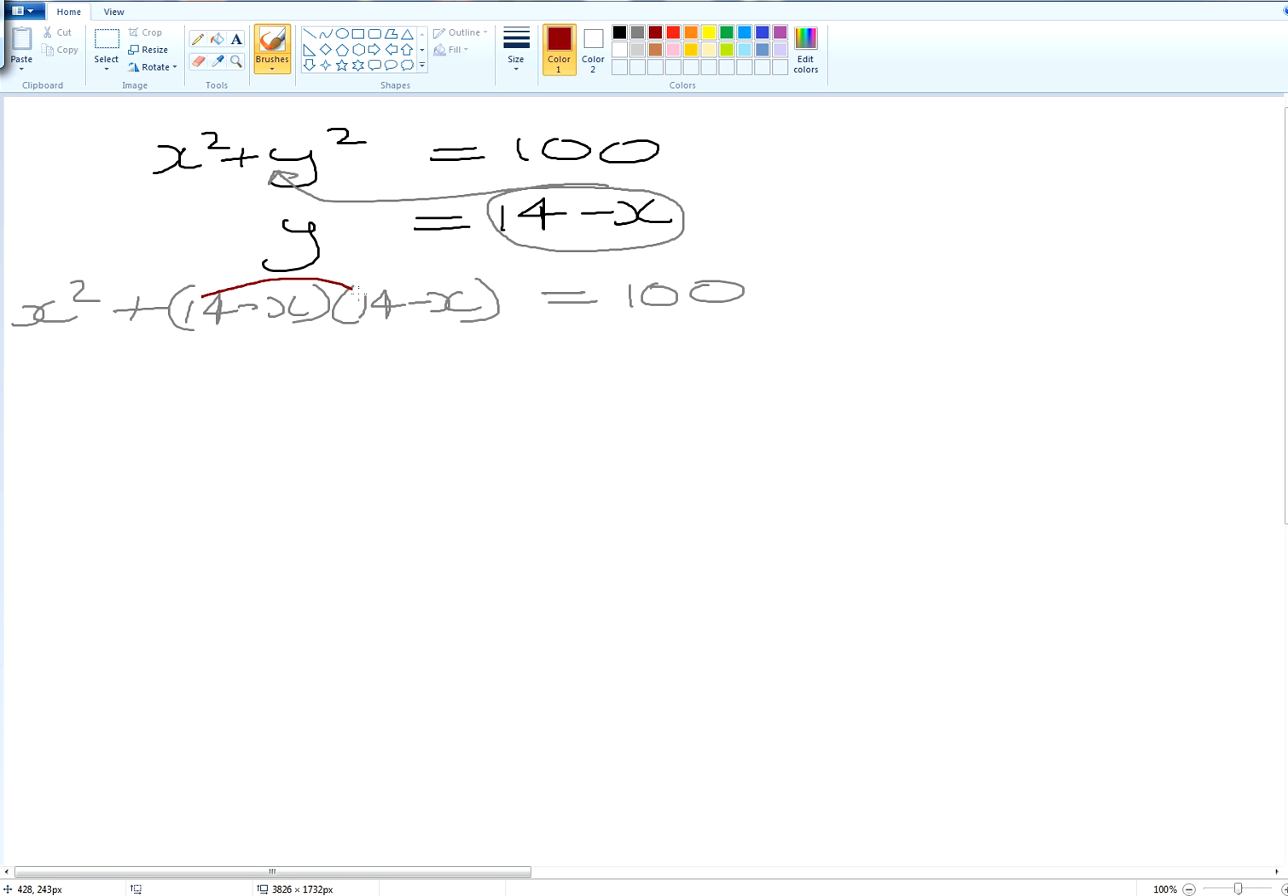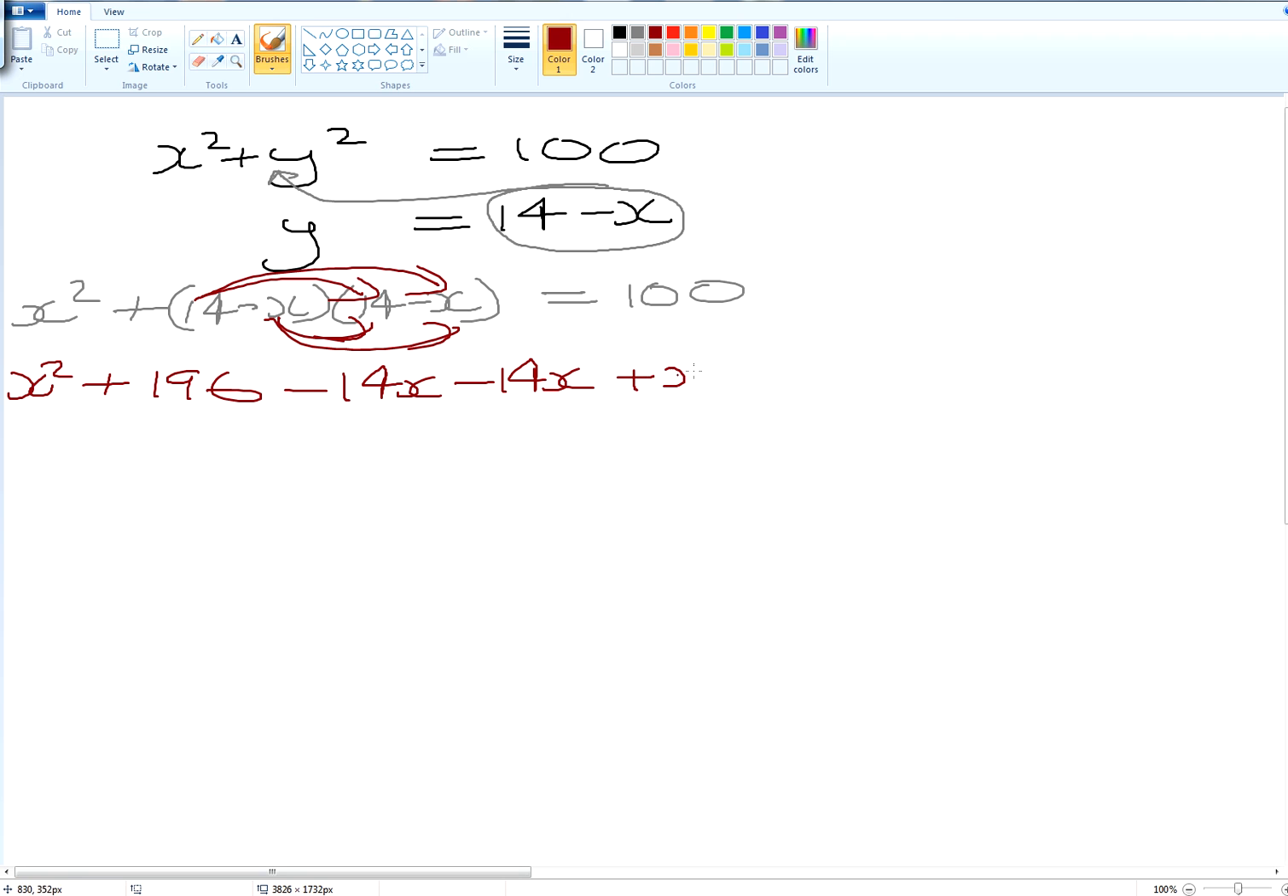Now, when you multiply the brackets, we do FOIL: front, outside, inside, and last. So we have x squared plus 14 times 14, which gives us 196, then 14 times minus x, which gives us minus 14x, and another minus 14x. Then minus x times minus x will give us x squared, equal to 100. We need to bring the 100 over. So we have one x squared here and another one here. That gives us altogether 2x squared.